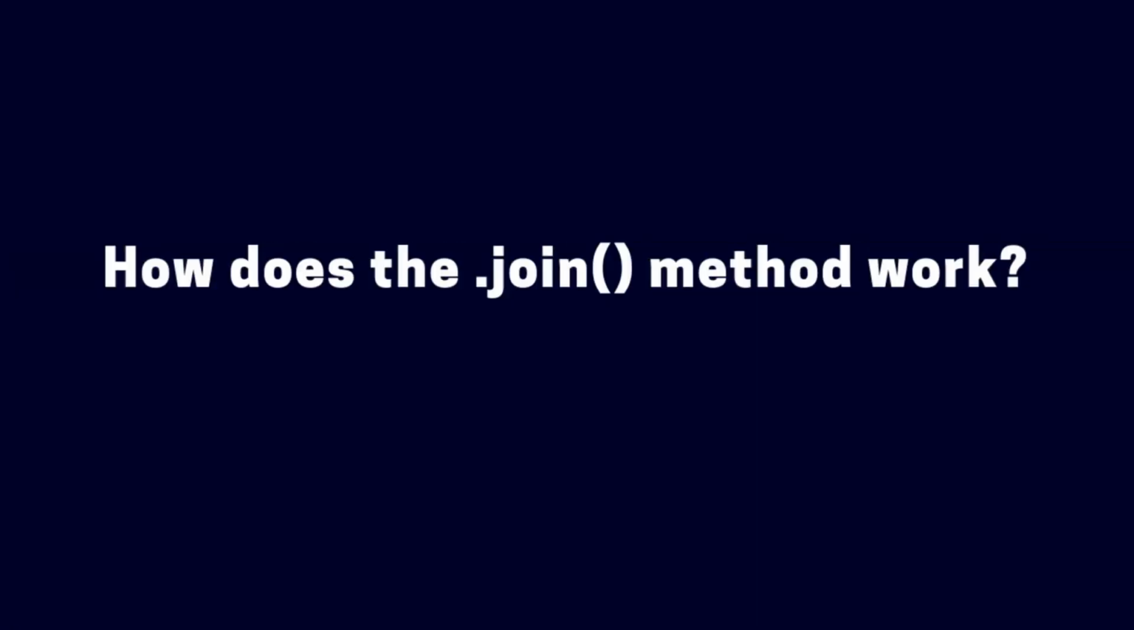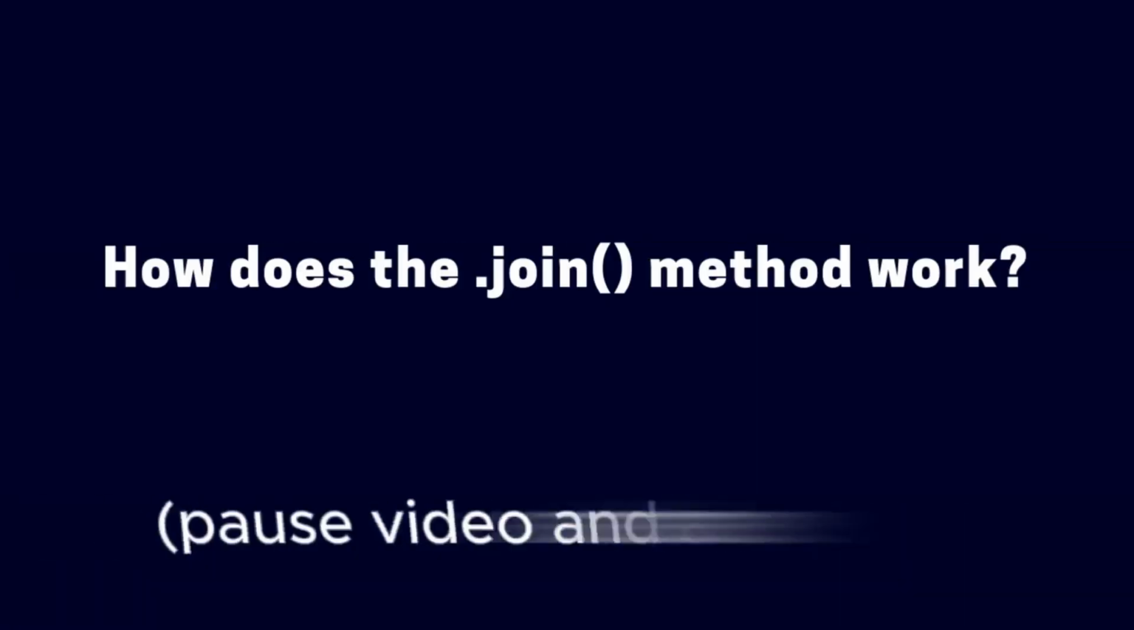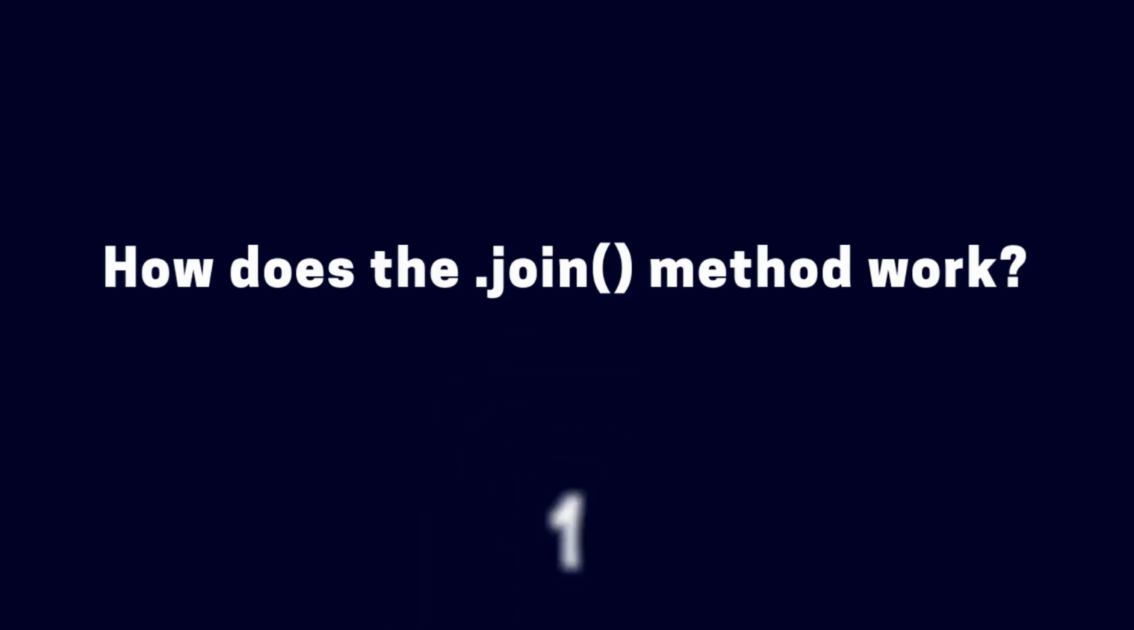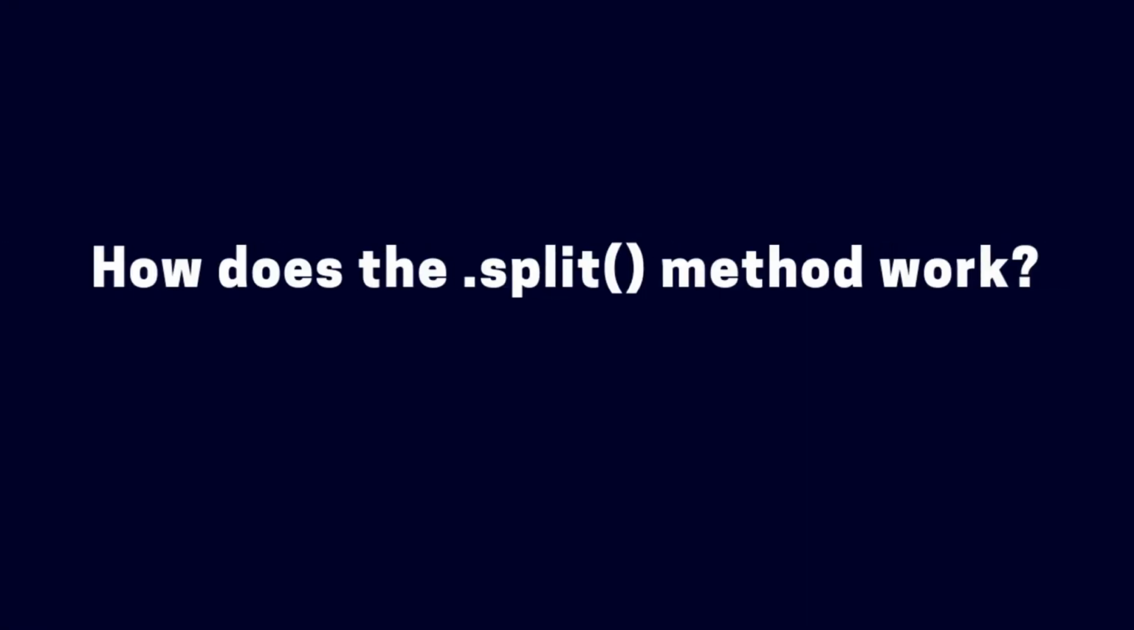How does the join method work? The join method is available for arrays in order to convert the elements into a string. It accepts an argument where you can specify what the separator will be, and that separator will be placed in between the elements for the string that it returns. How does the split method work? The split method exists for the string data type. You specify the separator, and then it will convert the string into an array.